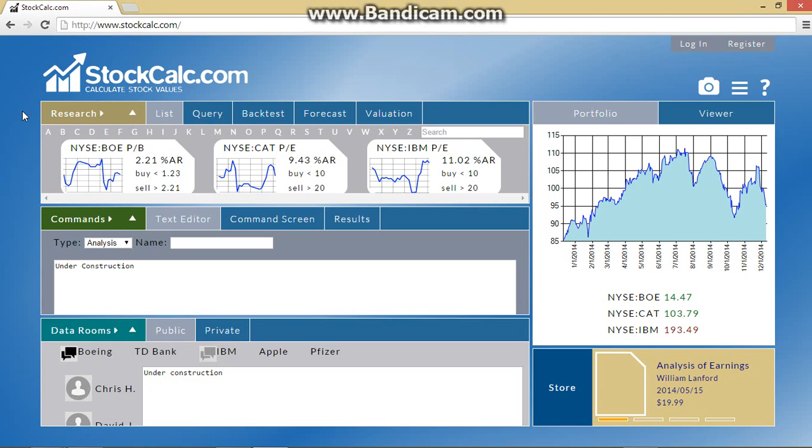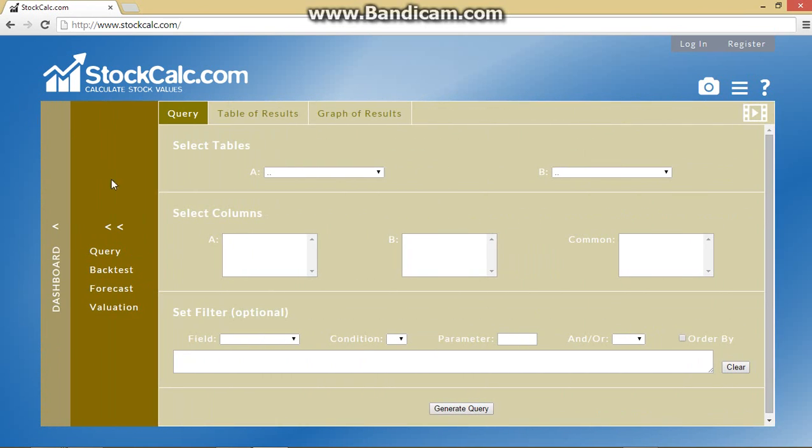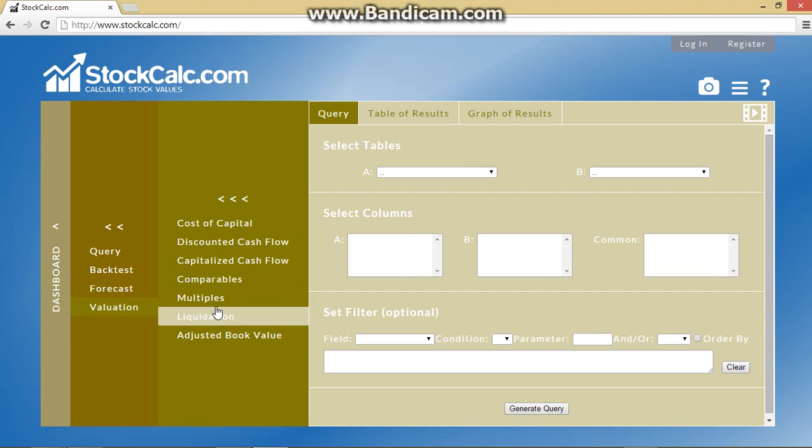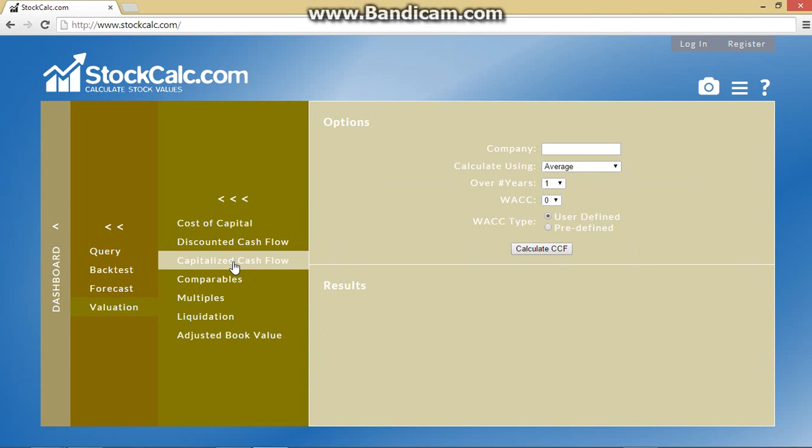In this video, we will do a capitalized cash flow. A capitalized cash flow uses historic financial information to calculate the value per share of a company. We will start with the home page and click on the Research menu, which takes us to the submenus within Research, and we will select the Valuation submenu, and from there the Capitalized Cash Flow option.